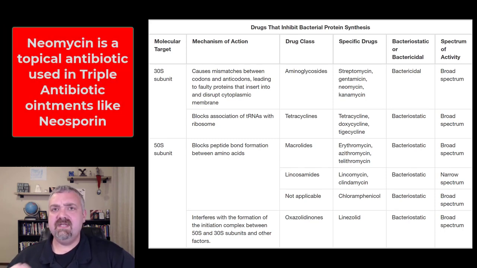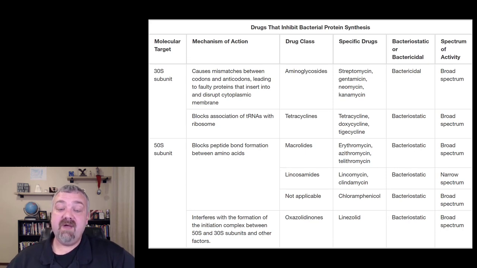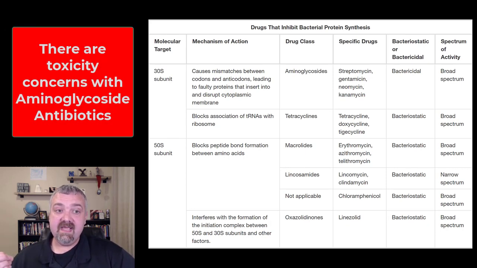Next, we have neomycin. Neomycin is used topically. This is going to be the neomycin that's in your triple antibiotic or Neosporin. That's the key thing with neomycin. All right, the problem with some of these antibiotics: we said streptomycin's not used a lot, but it's useful against mycobacterium. Neomycin is just used topically, really. Gentamicin is used for these cystic fibrosis patients.